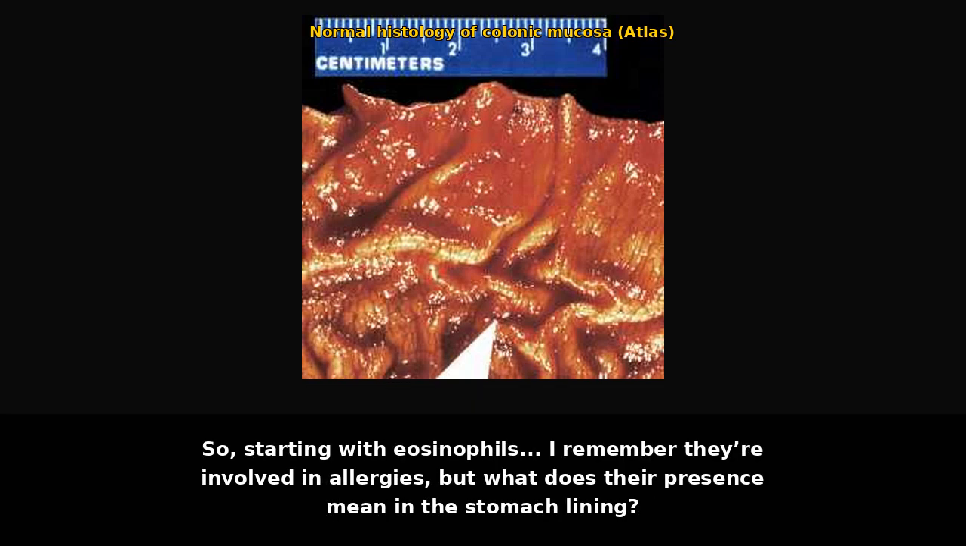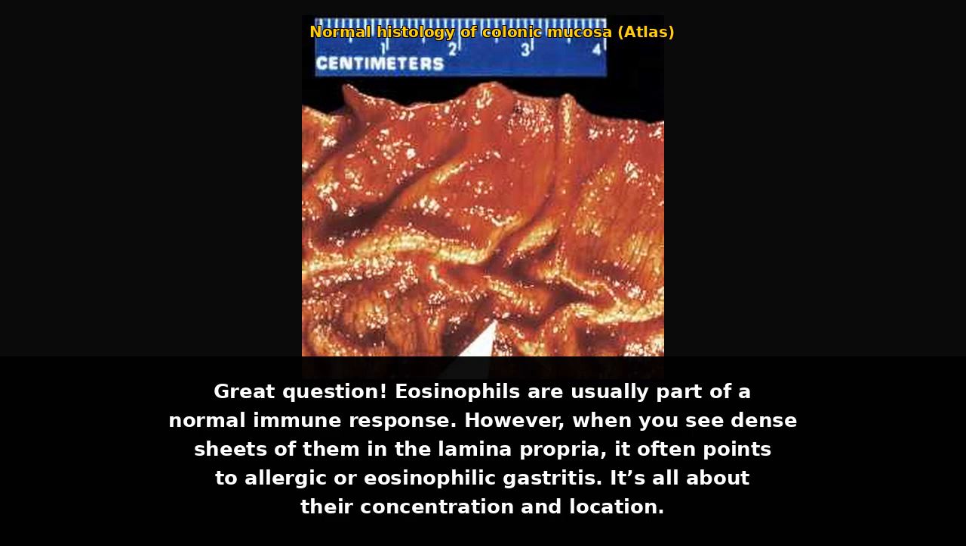So, starting with eosinophils, I remember they are involved in allergies, but what does their presence mean in the stomach lining? Great question. Eosinophils are usually part of a normal immune response. However, when you see dense sheets of them in the lamina propria, it often points to allergic or eosinophilic gastritis. And it's all about their concentration and location.